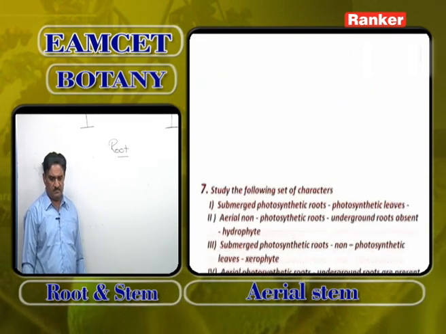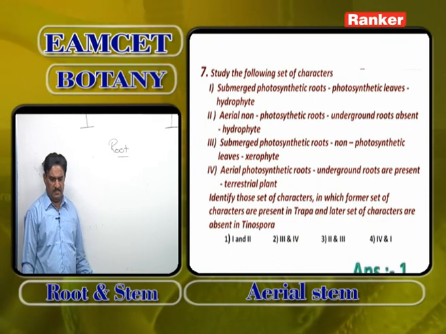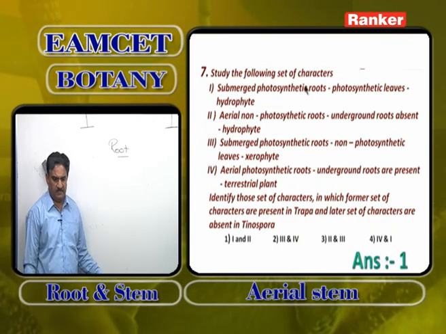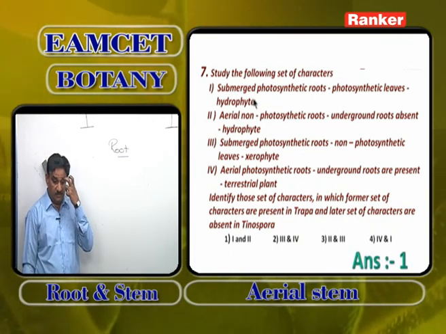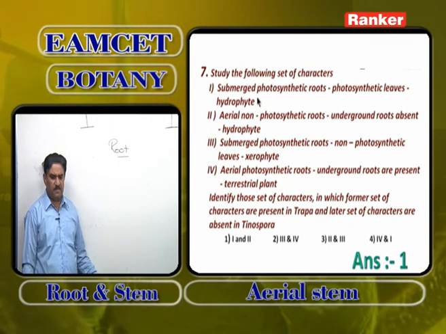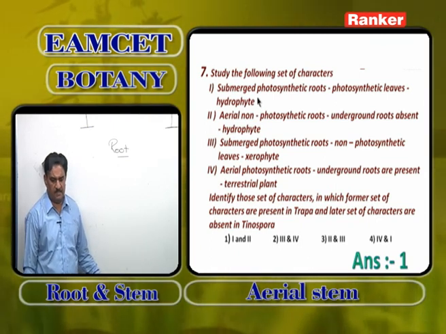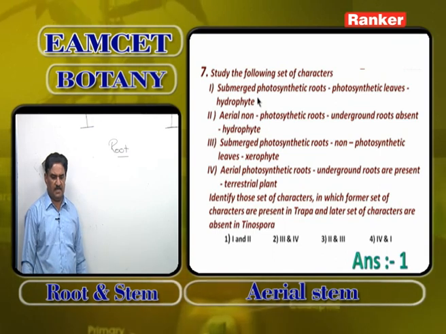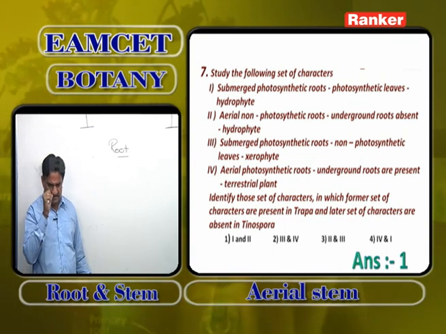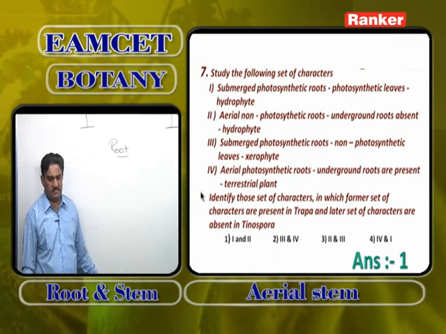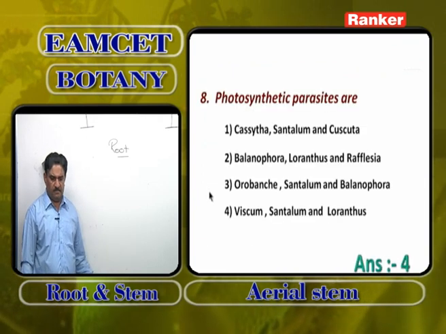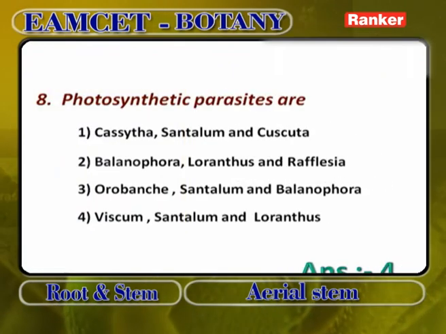Next, study the following set of characters and identify those sets of characters in which former set of characters are present in Trapa and latter set of characters are absent in Tinospora. Answer is 1 and 2. Next, photosynthetic parasites are Viscum, Santalum, Loranthus. Viscum and Loranthus are partial stem parasites. Santalum is a partial root parasite.